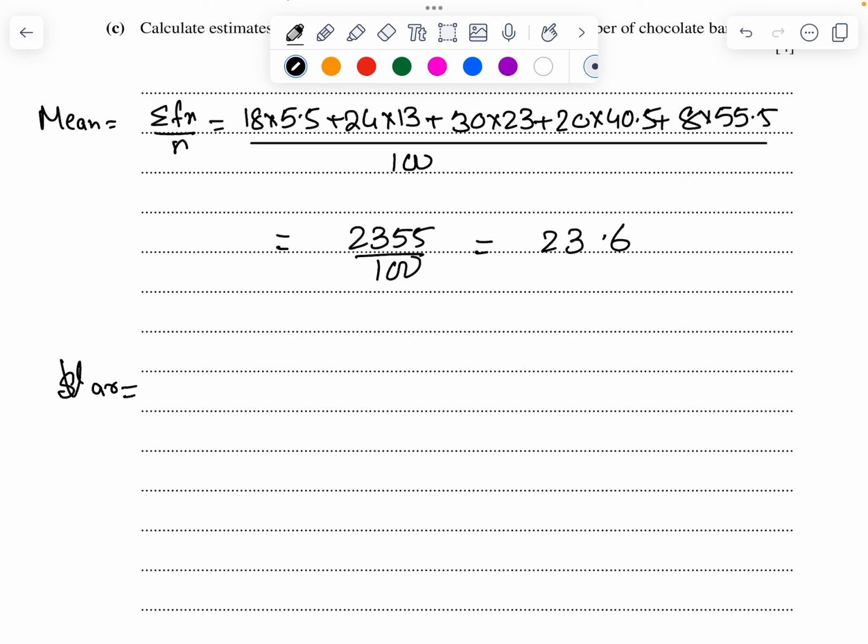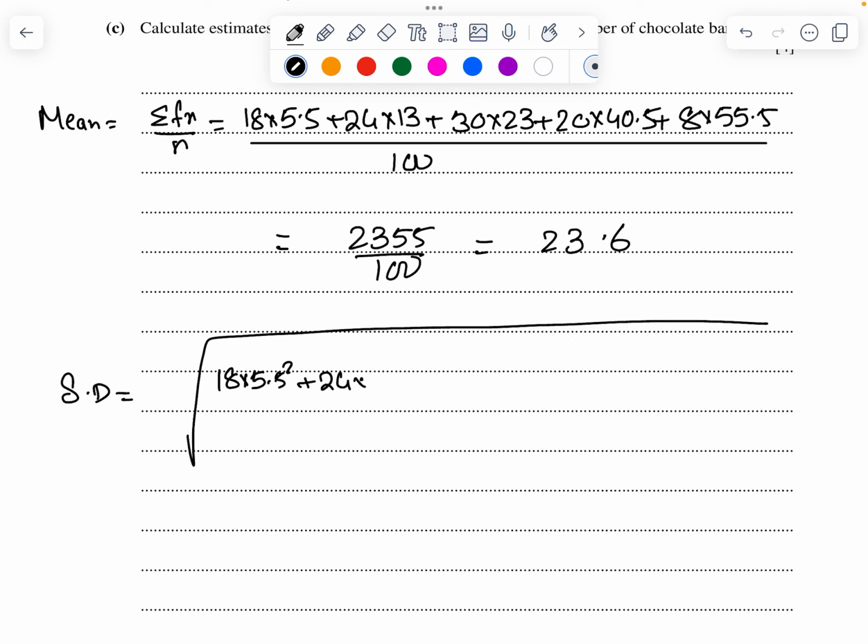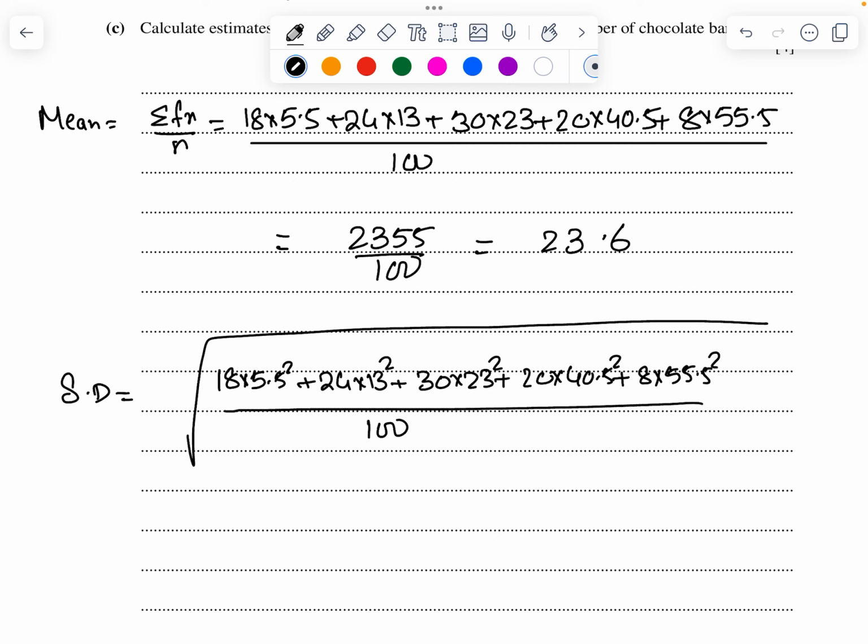One way or else standard deviation. So for calculating the standard deviation, we do square root of 18 times 5.5 square plus 24 times 13 square plus 30 times 23 square plus 20 times 40.5 square plus 8 times 55.5 square upon 100, minus mean square. Mean was 23.5.